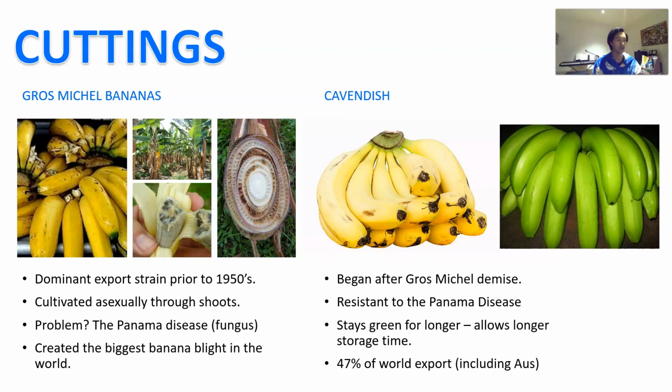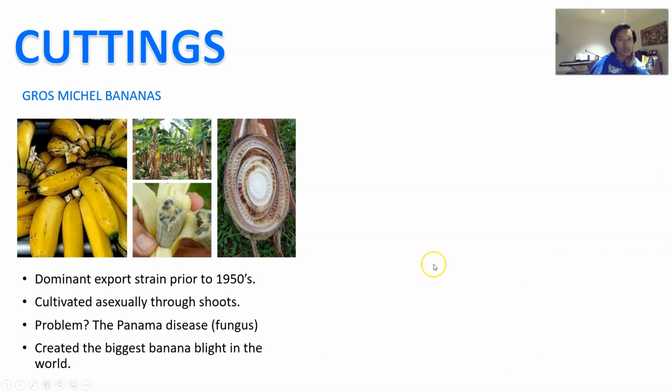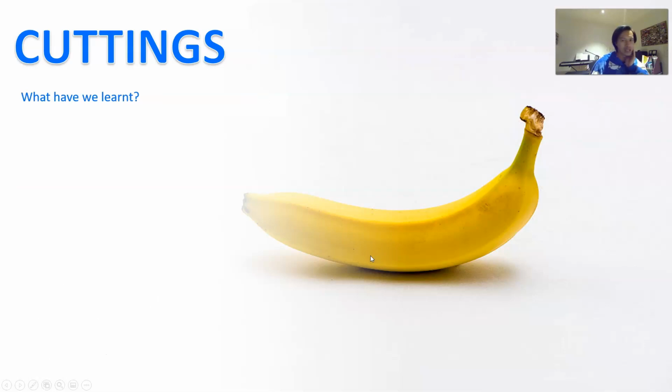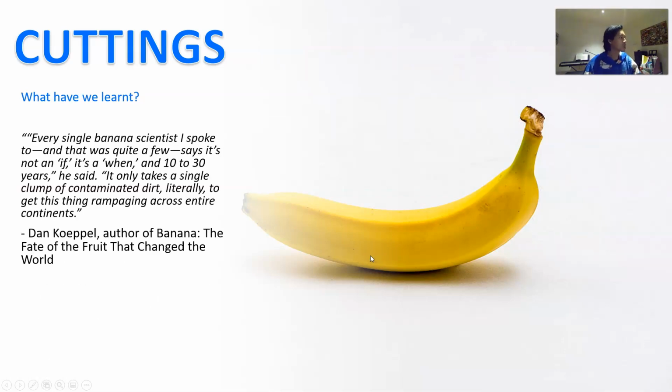Okay, and so this is the new replacement, and we're so blessed because it is resistant to the Panama disease, right? Now, you would imagine between the 1950s and now, what is it that we have learnt? Well, interestingly, Dan Koeppel, the author of a book called Banana: The Fate of the Fruit That Changed the World, said this. He goes, every single banana scientist I spoke to, and that was quite a few, says it's not an if, it's a when.